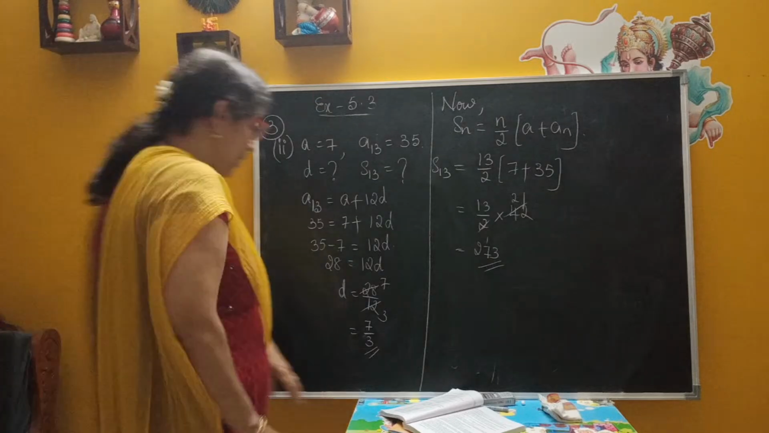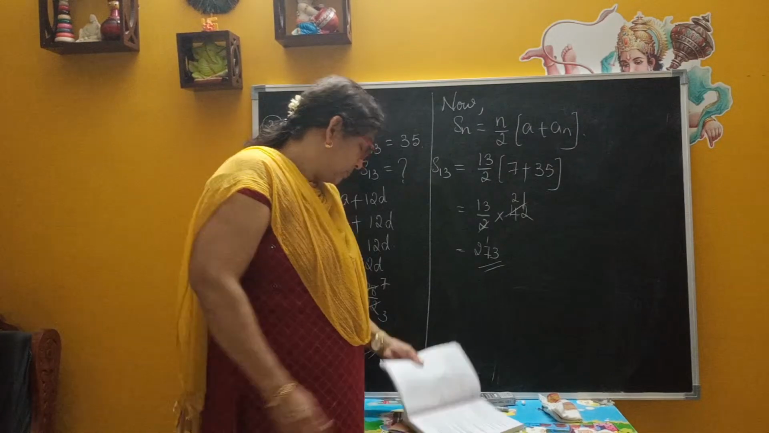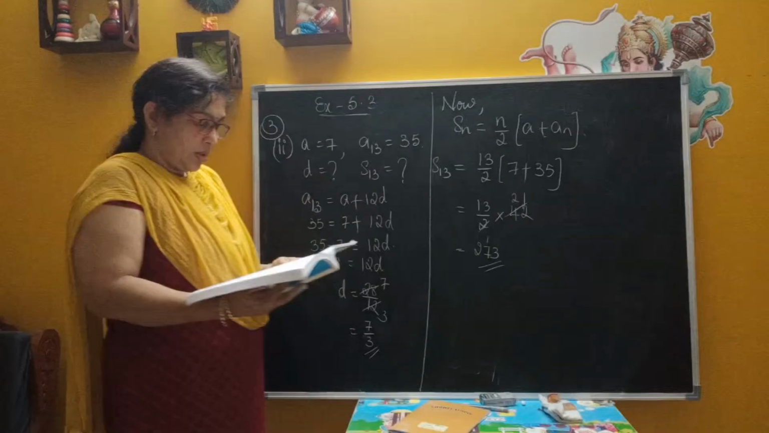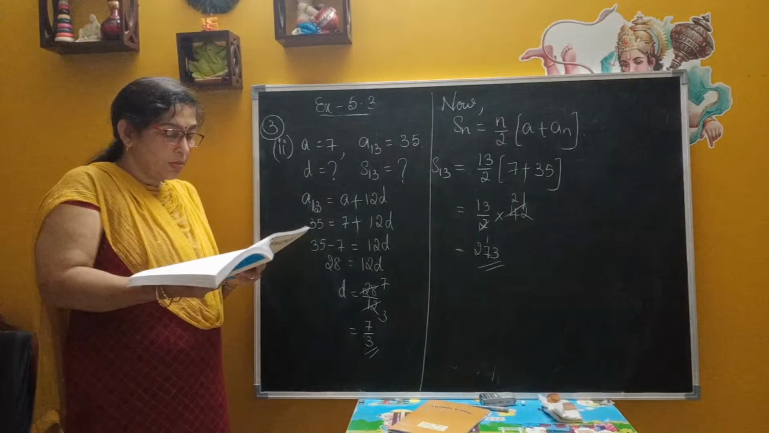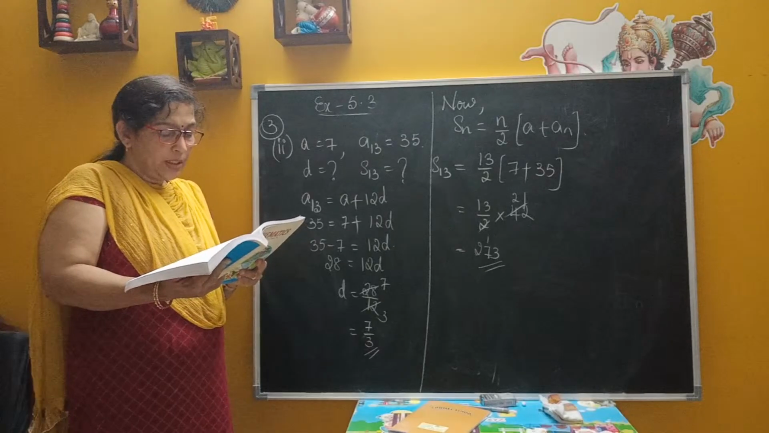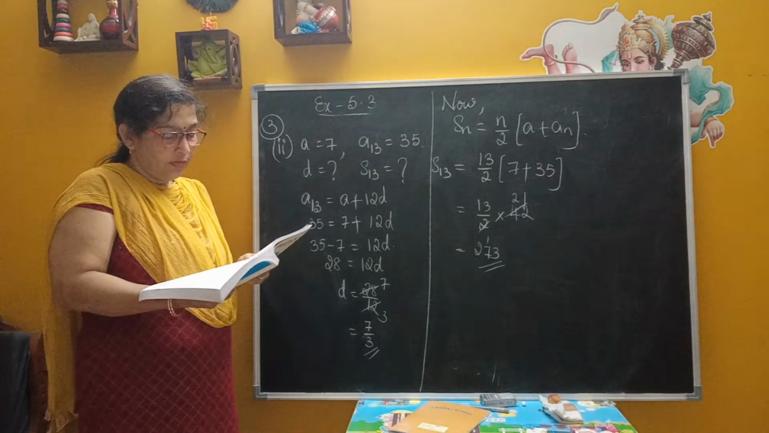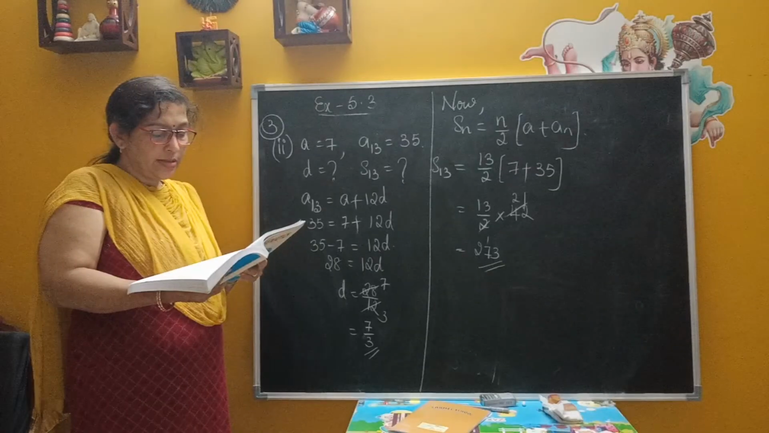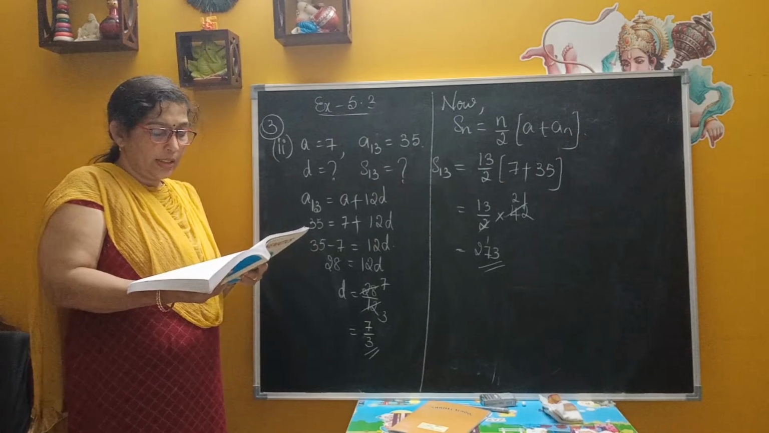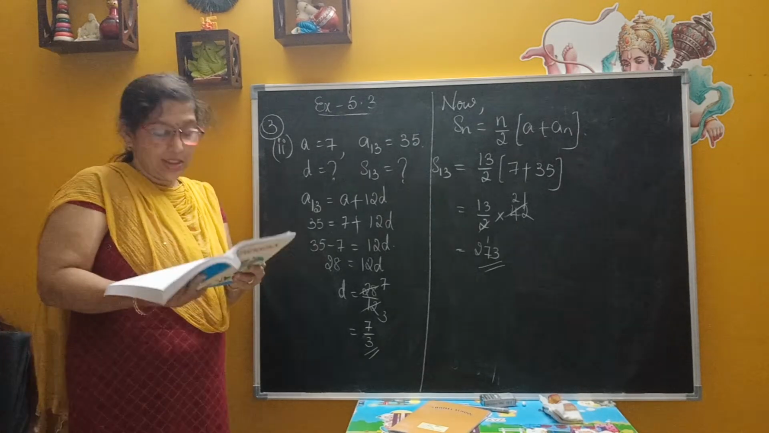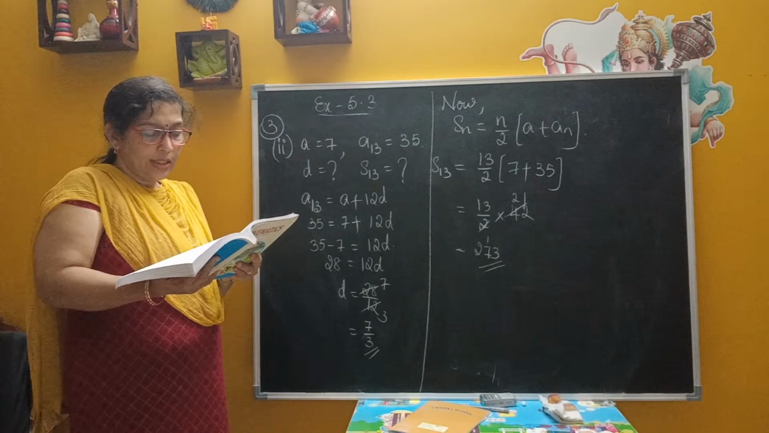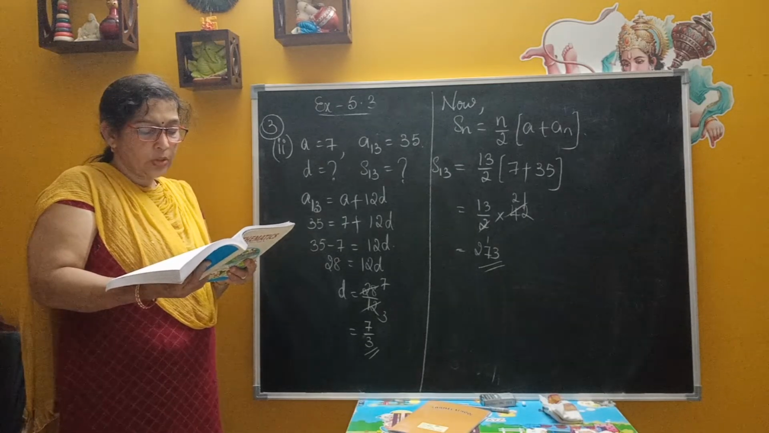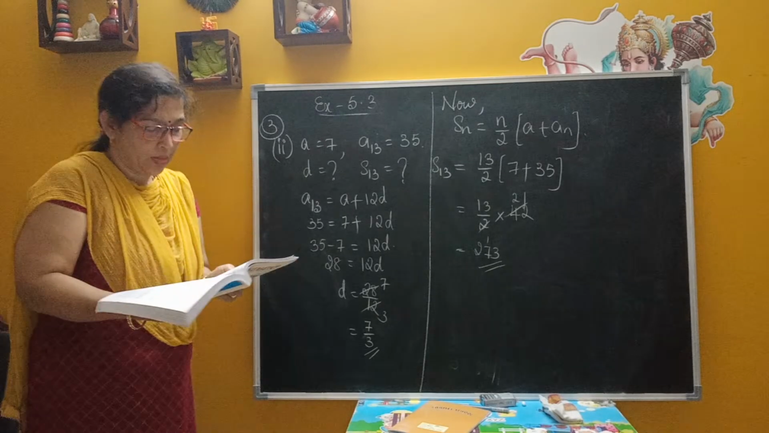Now let us go with the third problem, which is of the same kind. Third problem. So let me teach the fourth one. Here A3 is given, S10 is given, find D and A10. Totally different, isn't it? A3 is given, S10 is given, A10 we have to find. So let us do this sum.